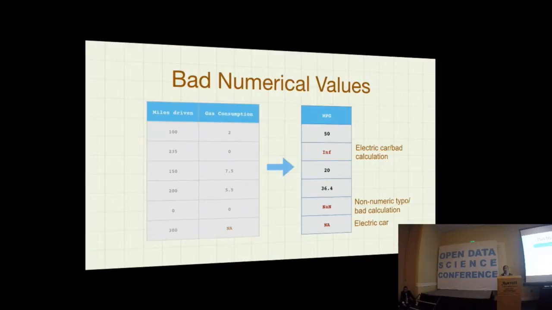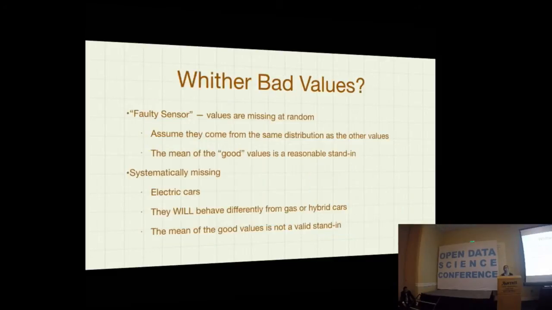For example, for an electric car, you could just get an NA for not applicable, or you could get an infinite if somebody did a blind calculation dividing by 0 without meaning to. Or you could just get bad calculations that give you not a number. And you want to be able to deal with those bad values in a reproducible and automatable way. So how do you deal with them?